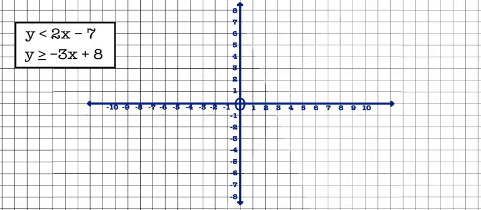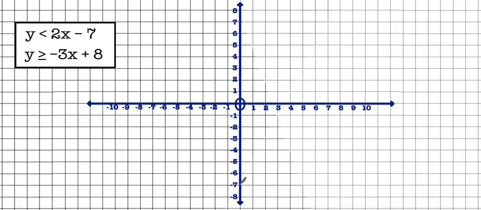So here we have two inequalities. y is less than 2x minus 7, and y is greater than or equal to negative 3x plus 8. So we're going to graph one at a time, and we're going to start off with y is less than 2x minus 7. In order to start graphing that, we're going to plot the y-intercept.